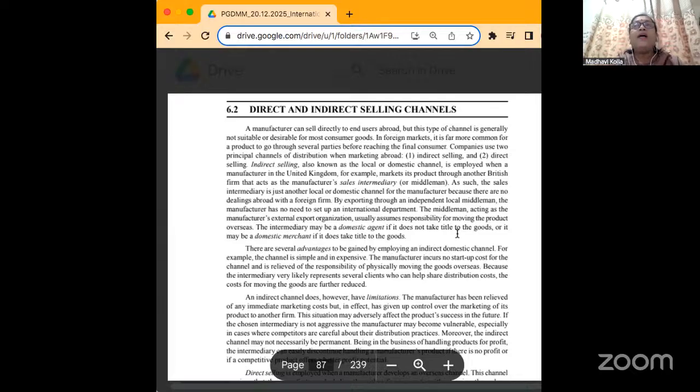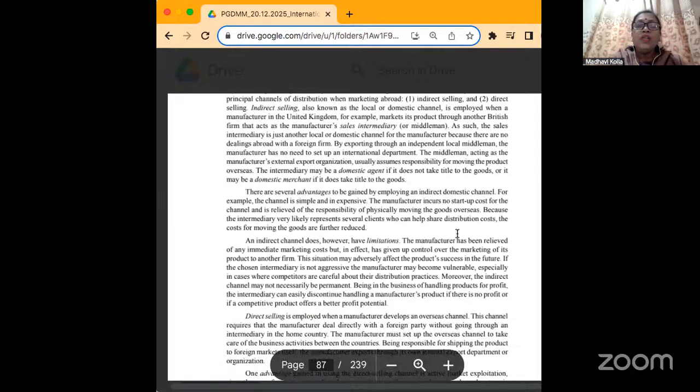At the end of the day, the kind of functioning, I hope by now, is very clear between indirect and direct channels. So the intermediary, who is that person? It can be a domestic agent, like we have been talking about, who does not take title to the goods. That means they're helping us move a product from a domestic country to the host country where the company is planning to sell a product, but they do not take title to the goods. That means they do not own the goods. They're only helping us in the shipping process and maybe the warehousing process.